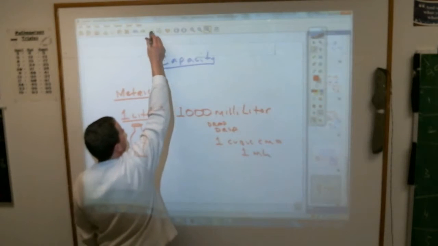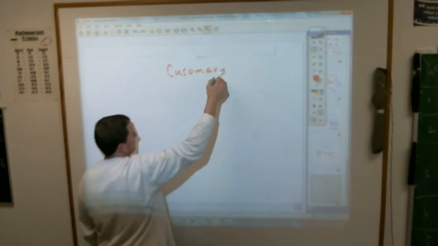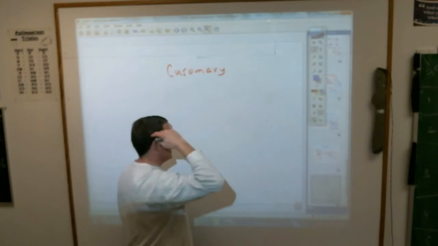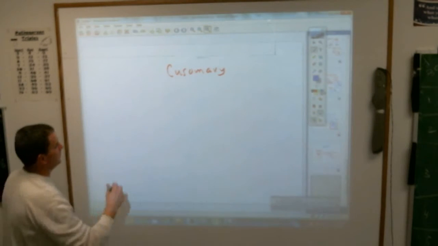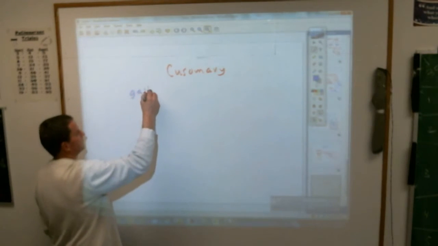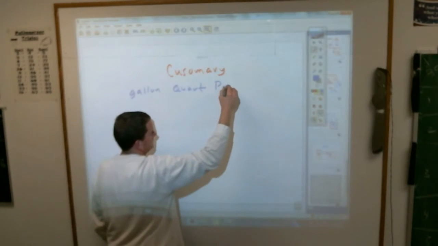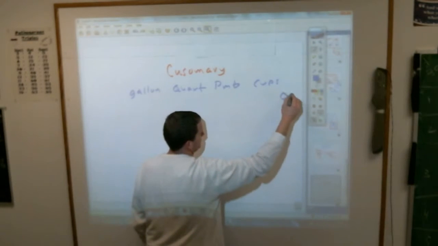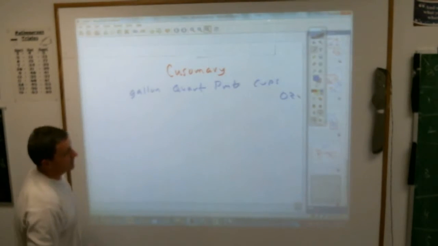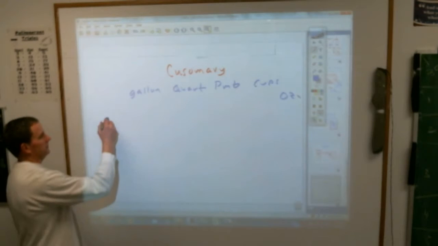In capacity with our customary system, you can see Mr. Gallon over there. We have the gallons, quarts, pints, cups, and ounces. That's what we use, and none of them are real easy conversions. But here's one of the ways I like to think about it.